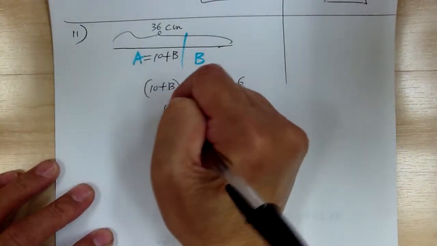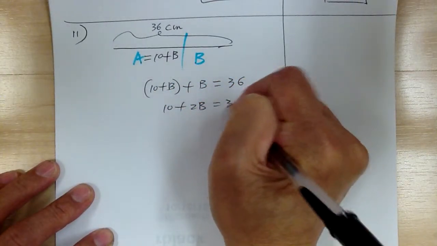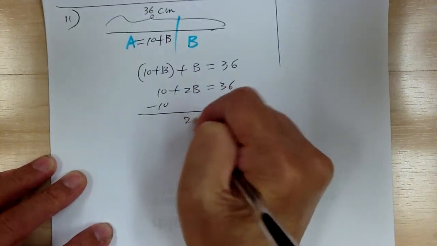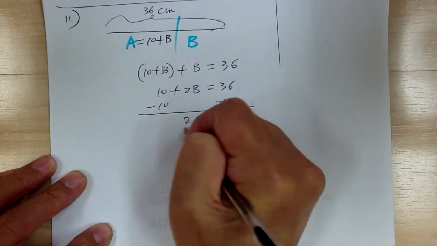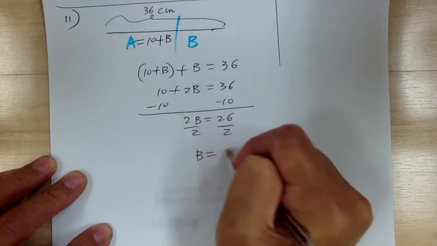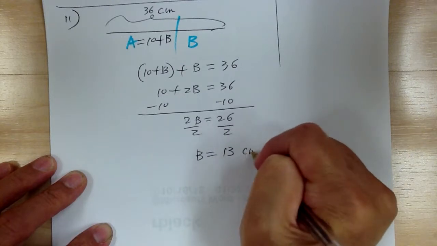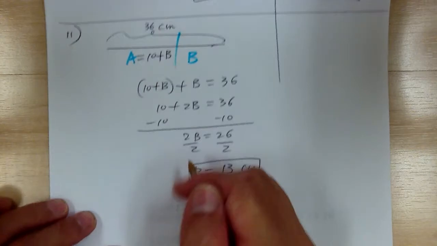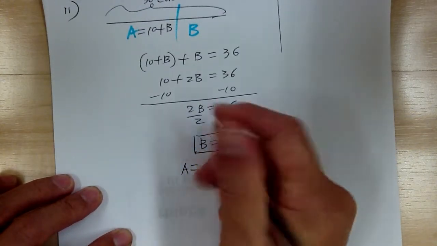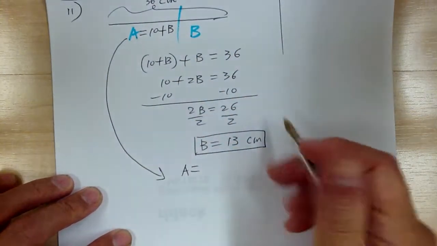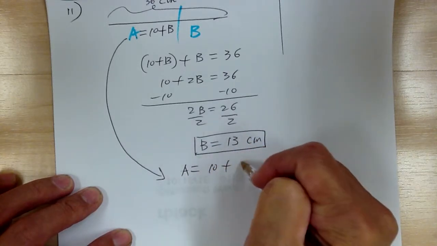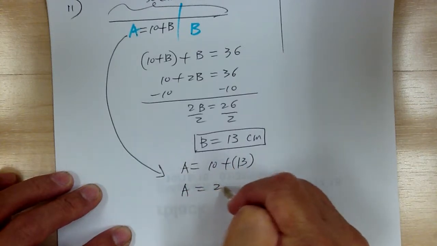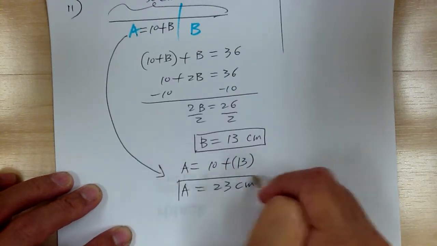Okay, so you got 10 plus 2b equal to 36, minus 10, so you got 2b equal to 26, divide by 2, divide by 2. So b equal to 13, and the label would be centimeters. Now to find A, use this one over here. So A equal to 10 plus B, right? A equal to 10 plus B. So A equal to 23 centimeters.